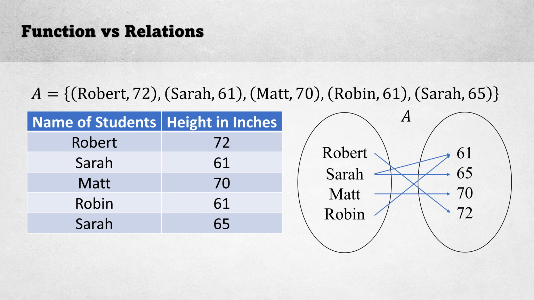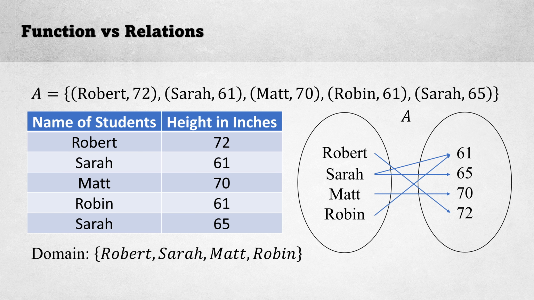Another way to express this relationship is using mapping notation, where names of students from the first set of values are mapped to heights from the second set of values. Note that the first set of values, the names of students, is the domain of this relationship, and the second set of values, the heights in inches, is the range of this relationship. We call this relationship a relation in mathematics.